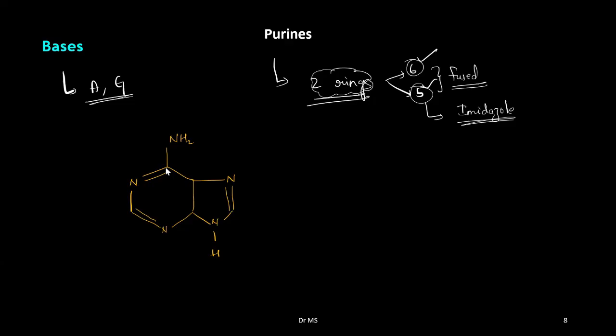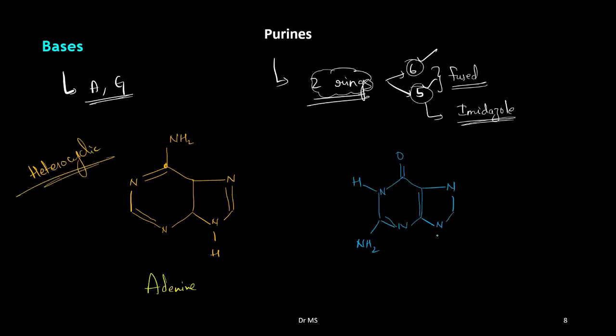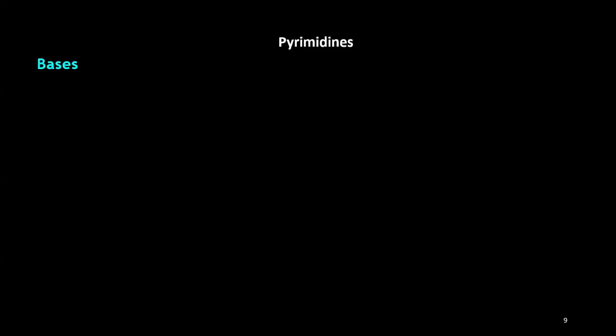So if you see here, this is a six-membered ring, one, two, three, four, five, six. And there's a five-membered ring, one, two, three, four, five. And if you see, the ring is made up of both carbon and nitrogen. So these rings are also called heterocyclic rings. So this is adenine. This is guanine. If you see here also there's a six-membered and five-membered ring. This five-membered ring is called imidazole.